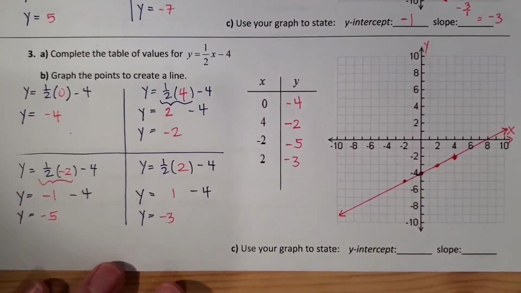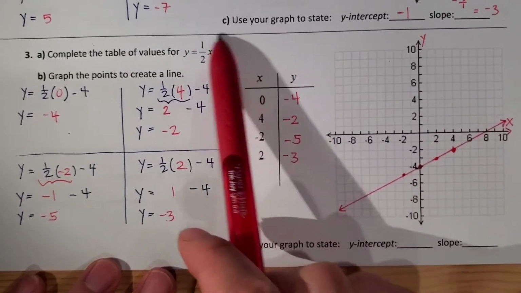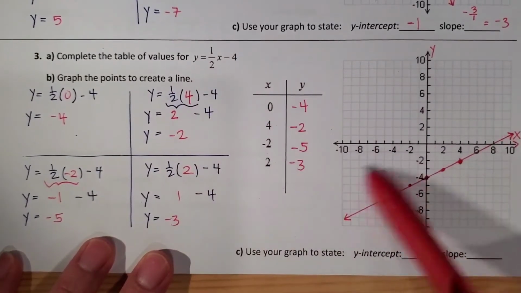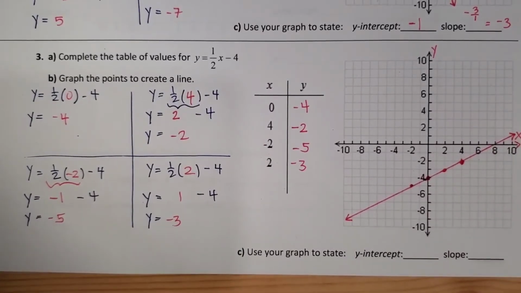Okay, so because there's only one graph on this grid, you don't necessarily have to write down what the equation of this line is, but if you have more than one line on the graph, you have to make sure you label the equations, okay?